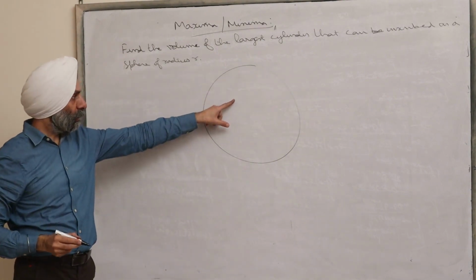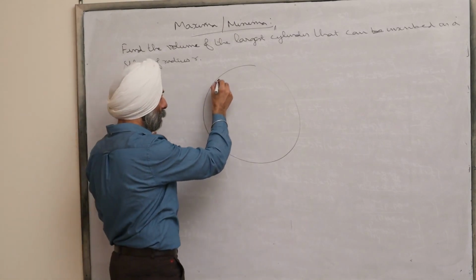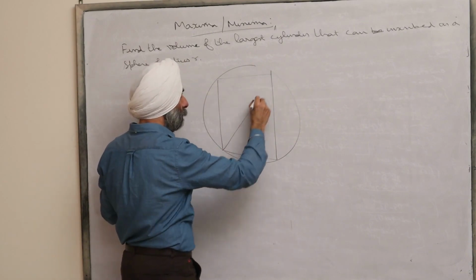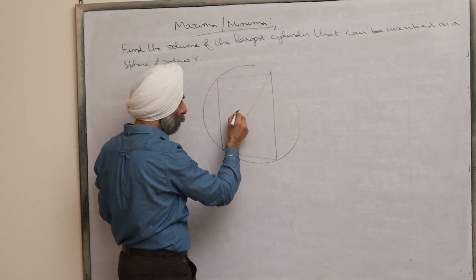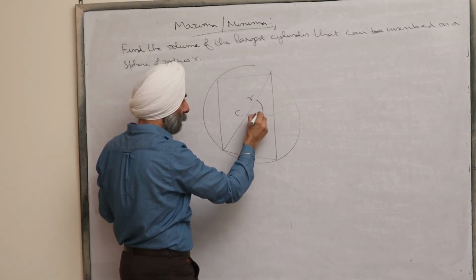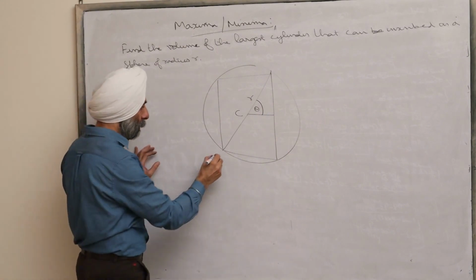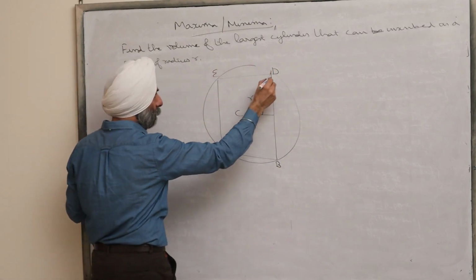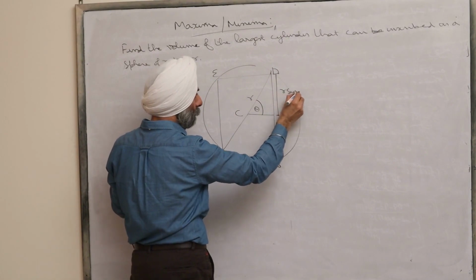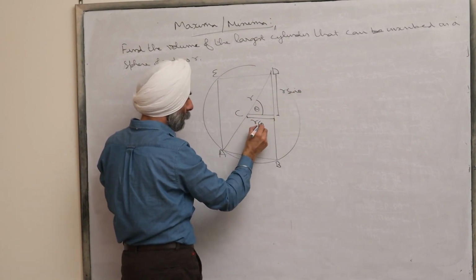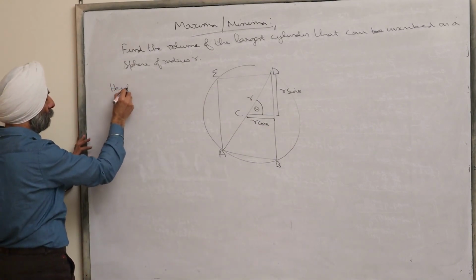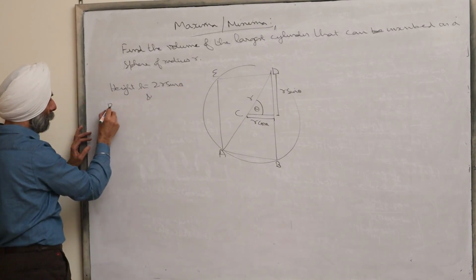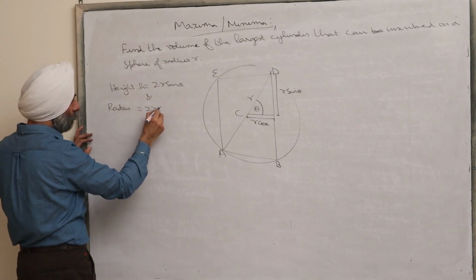Sphere of radius r means the radius of the sphere is given and the cylinder is inscribed in the sphere. Now this is the diameter of the sphere. Let's say this is the center of the sphere. Now the radius is r. Let's say this makes an angle theta with the horizontal. If this is A, B, D, E, now can we say that this length is equal to r sine theta and this length is equal to r cos theta, so that height h is equal to 2r sine theta and radius is equal to r cos theta.